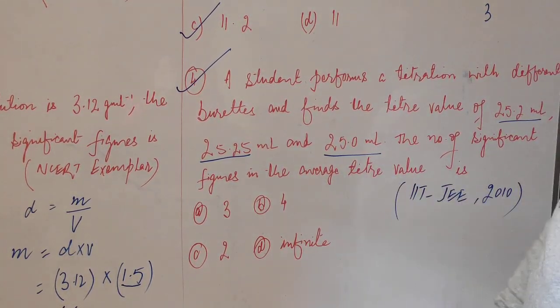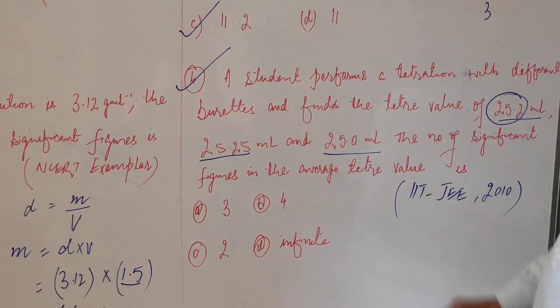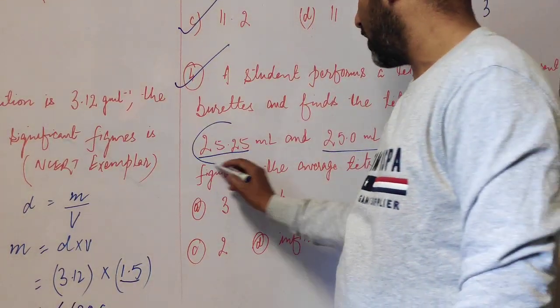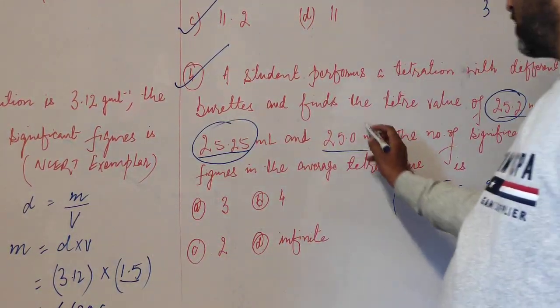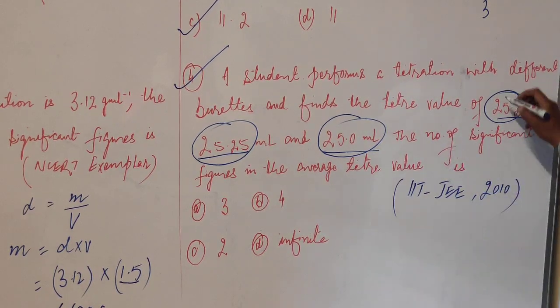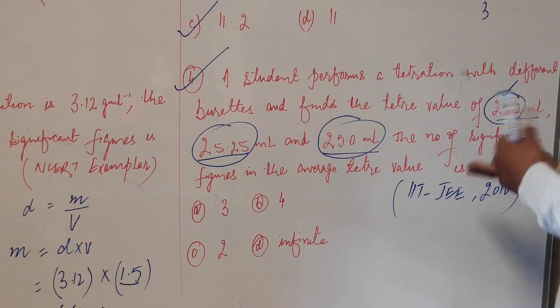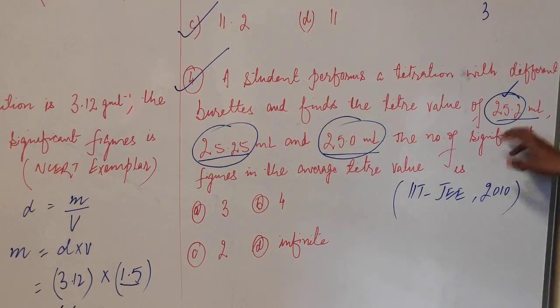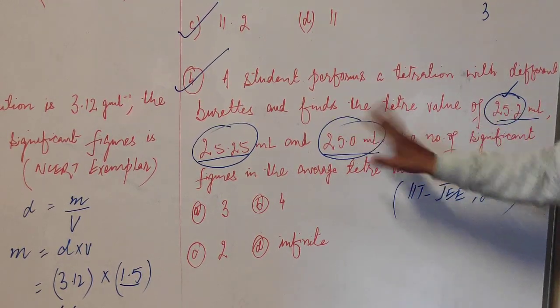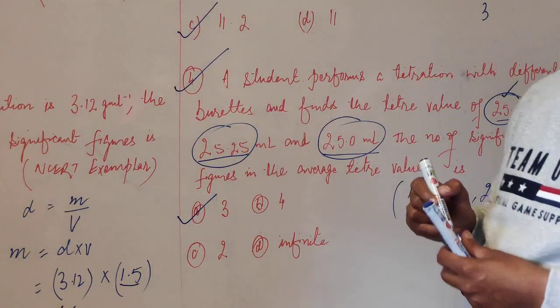So again we find the average, and students, again see, we have this term with 3 significant figures, we have this with 3 significant figures, we have this with 3 significant figures, and since this term has the minimum number of significant figures, that is 3, our final answer should be reported up to the same number of significant figures, means 3. So our final answer should be reported up to 3 significant figures.